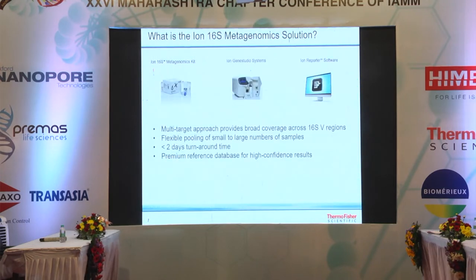So what is our 16S metagenomics solution? We have a dedicated kit, the 16S metagenomics kit, which covers the V1 to V8 regions in two primer pools. This is a multi-target approach that provides broad coverage across the 16S V regions. It's not like your regular amplicon approach, where you use primers to cover two regions. Here we are covering the whole variable regions. This is divided into two pools, and the workflow is very easy, which you can do in 2 days, from sample to results with the analysis part.